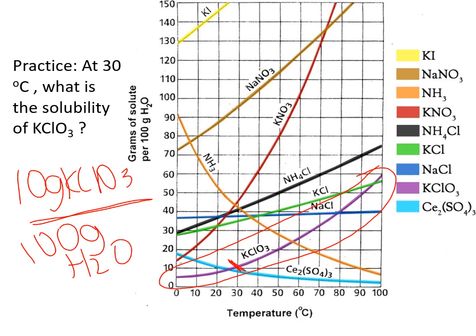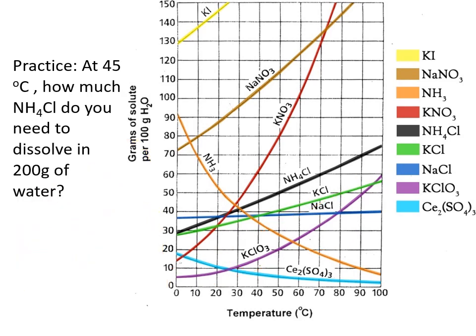And it's important that if I ask you something like this, you say how much water, because what if you add more water? Can you dissolve more solute? Yes. Okay, and leading into that, our next question. At 45 degrees Celsius, how much ammonium chloride do you need to dissolve in 200 grams of water? Well, my graph tells us how much solute dissolves in 100 grams of water. I want to know about 200 grams of water. So if I double the water, how much solute can I dissolve?